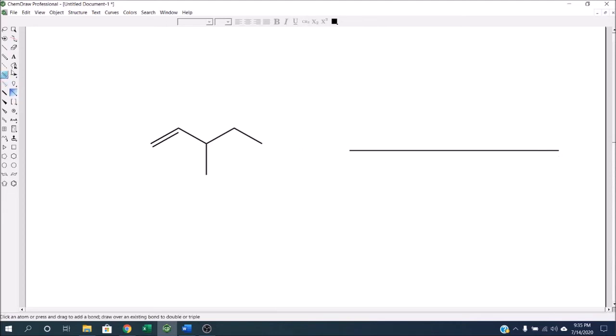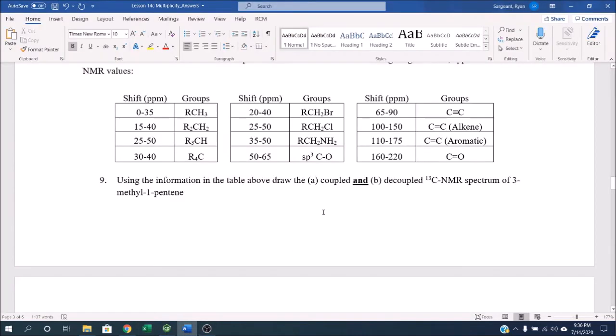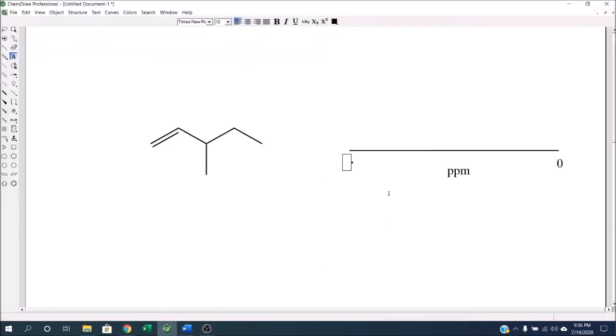So on the baseline of a typical C-13 NMR, we have ppm, and over here will be my 0 point. Oops, that's a 0. And then let's take a look at the table. Notice how I have pretty much simple alkanes, and then I have an alkene. Looking at the table, alkenes generally show up between about 100 and 150. So that means let's go ahead and set 150 at the high end of this. And I'm going to do the decoupled spectrum first because that will be easier. Decoupled is the one where each carbon produces a single line.